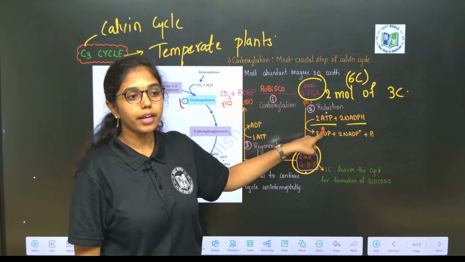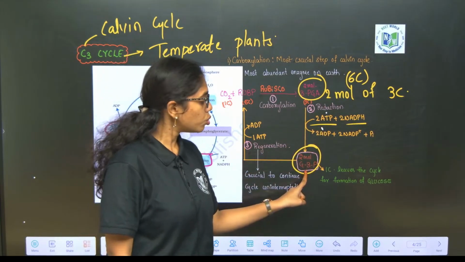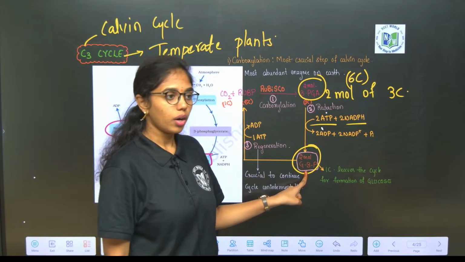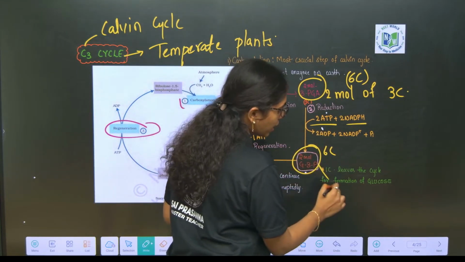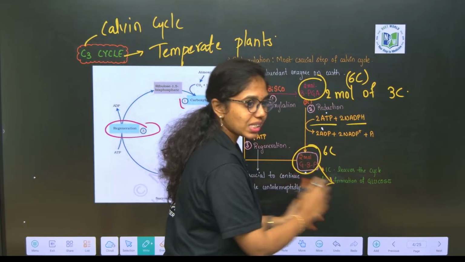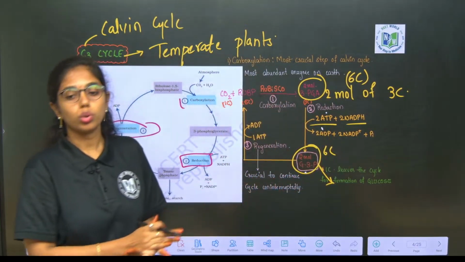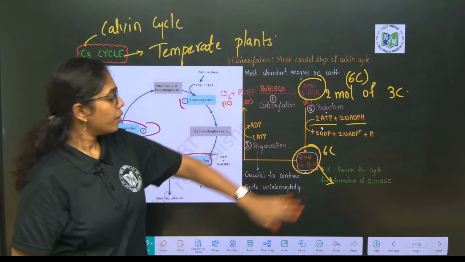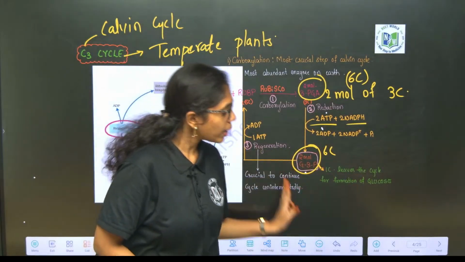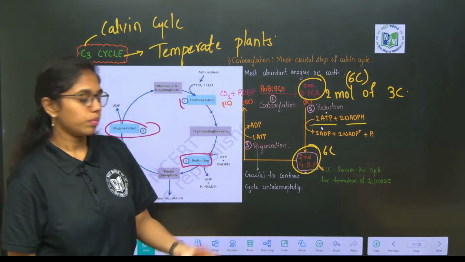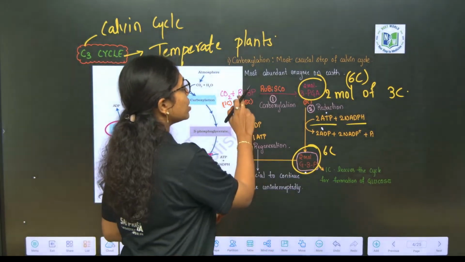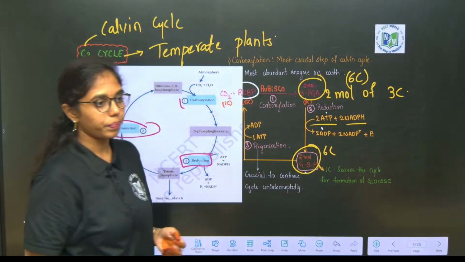2 ATP and 2 NADPH. From this 2 molecules of G3P, which is 6 carbon in total, of this 1 carbon will always escape the cycle for the formation of glucose. Remember that. From the 6 carbon, when 1 carbon is escaping the cycle, how many carbons will be there? 5 carbons. That 5 carbons will be regenerated back to RuBP.